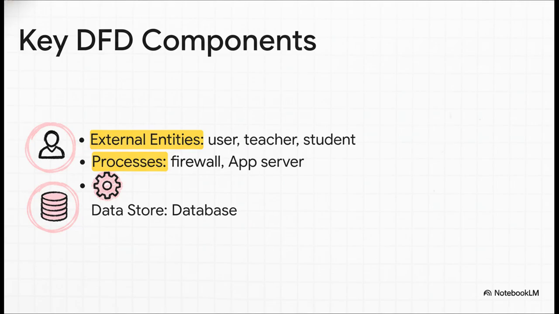Okay, so let's get specific about these components, because you need to know what they represent. First, we have external entities. These are the people or external systems that interact with our system, like the user, the teacher and the student. Then you have processes. These are the things that process the data. Here they are the firewall and the app server. After that, we have the data store. This is the place where the data is stored. In our case here it is the database. And finally, the arrows you see are the data flows. These are the paths the data travels along, like the incoming HTTP request and the outgoing response.